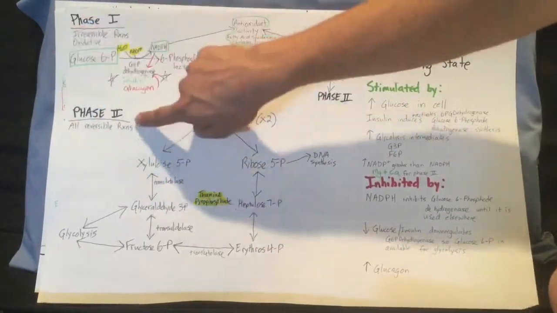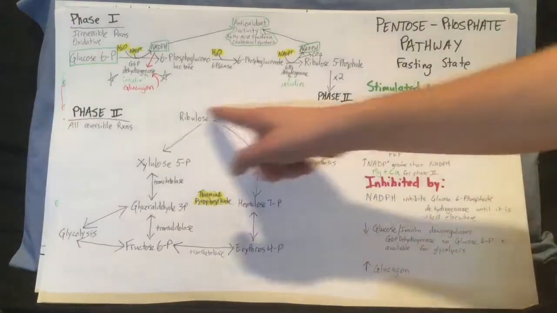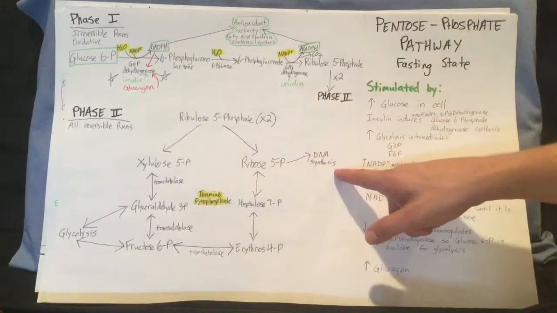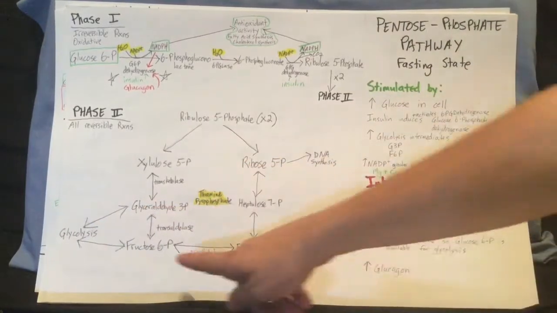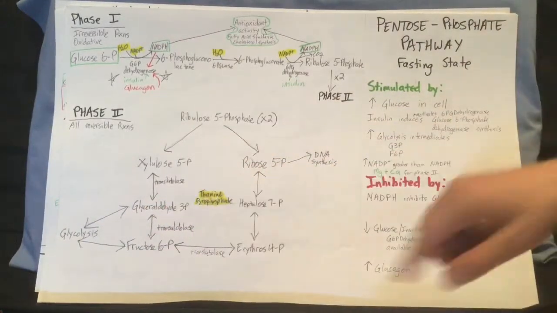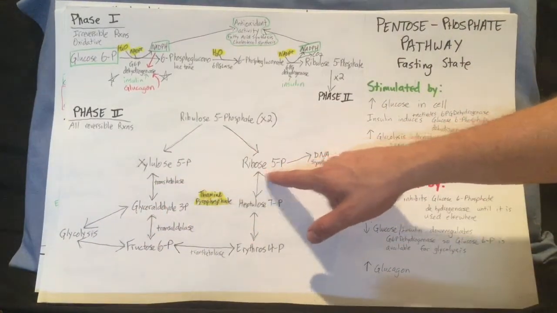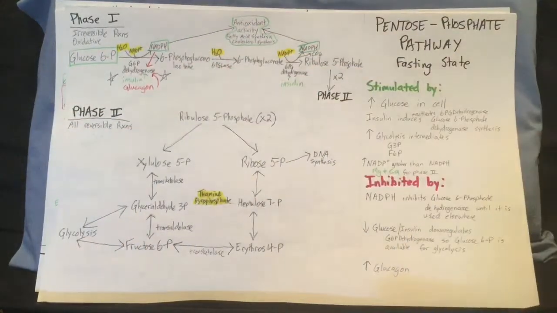I'm sorry, phase 2 is not dependent on phase 1. So if we need some ribose 5P for DNA synthesis, but we don't have all this happening, that's okay. We can get some substrate from fructose 6-phosphate and glyceraldehyde 3-phosphate, and we can shuffle them around and make some ribose 5P anyway. We don't need this to happen.